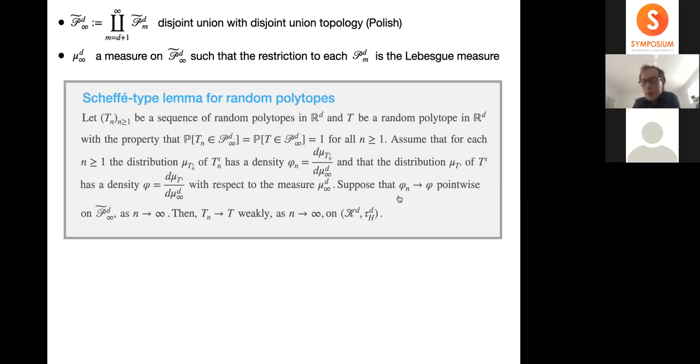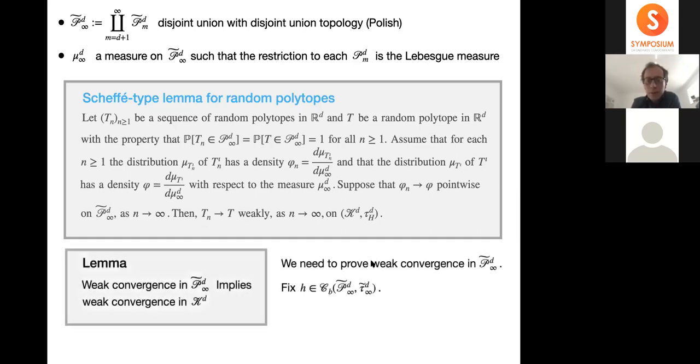Now suppose that you have pointwise convergence of these densities. Everything is now in Euclidean space here. Then you have weak convergence in the space of compact convex subsets with respect to the Hausdorff distance. Maybe you want to see the simple argument.